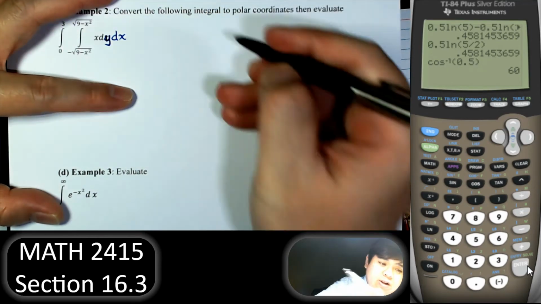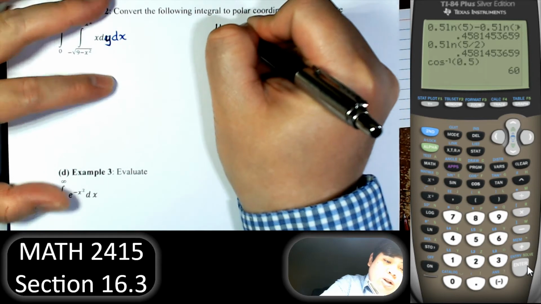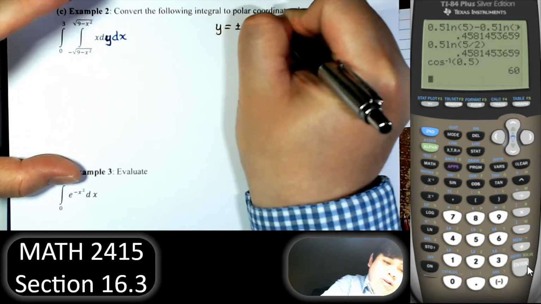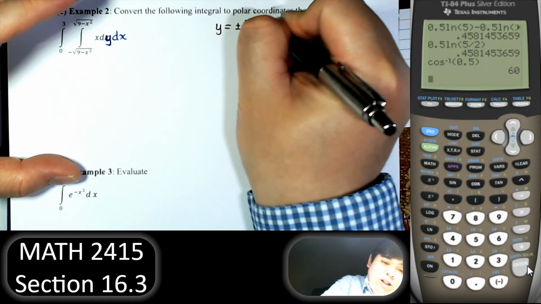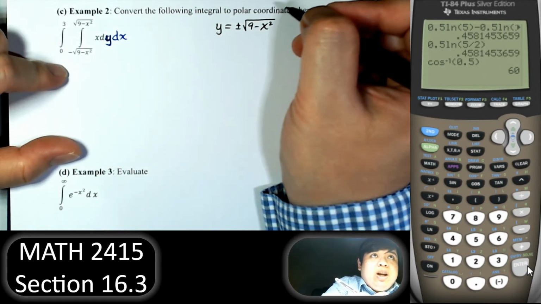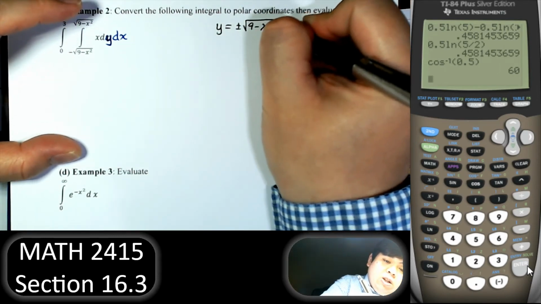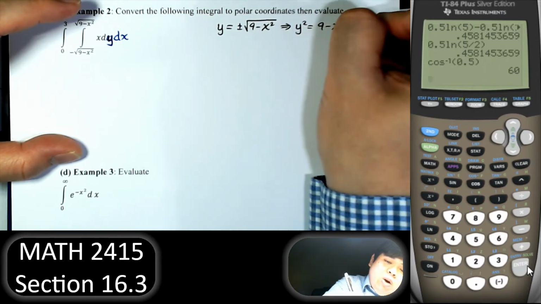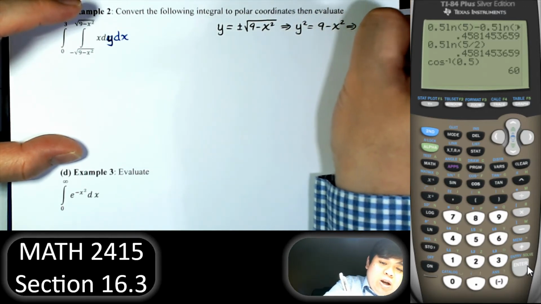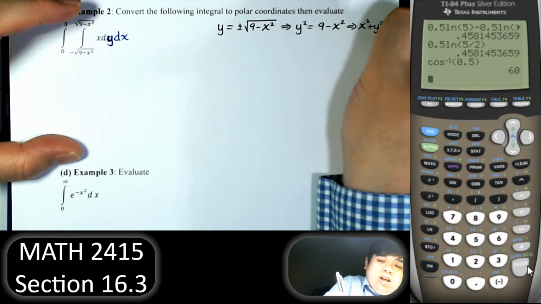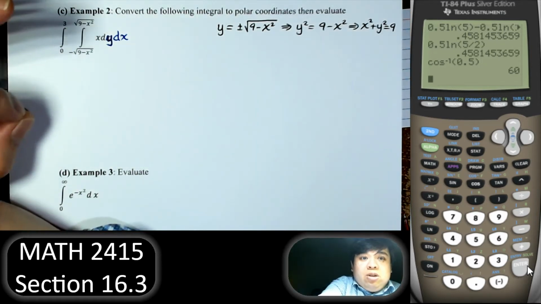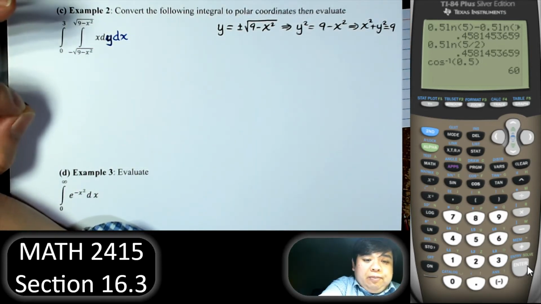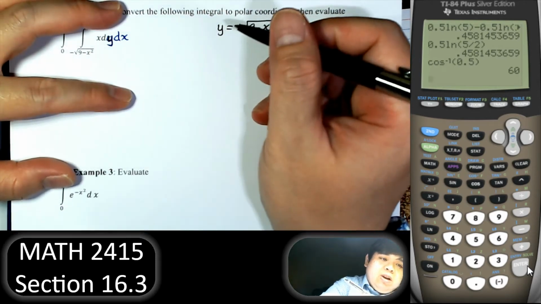Here we have y equal to potentially plus or minus the square root of 9 minus x squared. Right, could be positive or negative. Let's square both sides. So that gives us y squared equal to 9 minus x squared. Move the x squared over, we have x squared plus y squared equal to 9, which is the circle with center 0, 0 and radius 3. Right. So now let's just sketch.